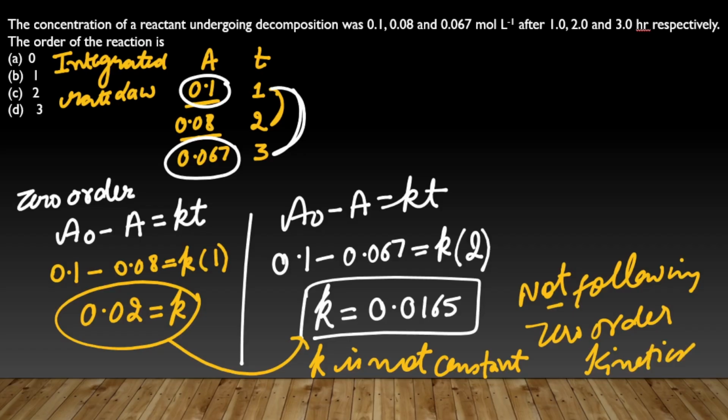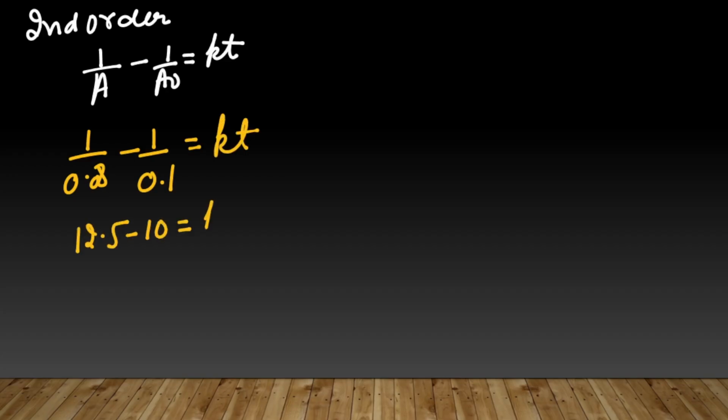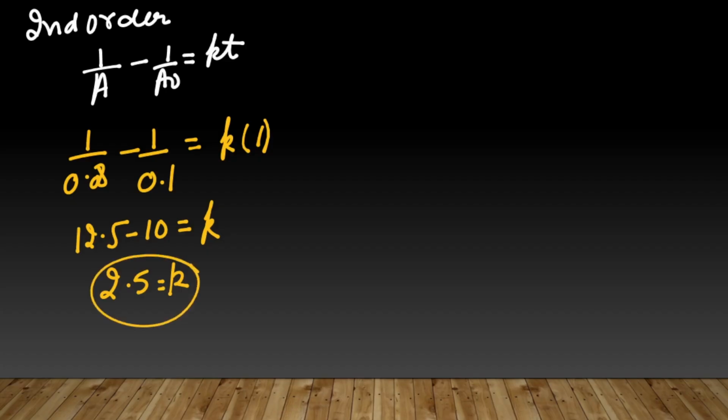So what you do is, after the zero order, instead of going to the first order, check firstly for the second order reactions. For the second order, the integrated expression we have is 1 by A minus 1 by A naught equals Kt. So now 1 upon the A value, which is 0.08, minus 1 by A naught, which is 0.1, is equal to Kt. So this comes out to be 12.5 minus 10. This is K, the time span is 1 hour, K into 1, right? So the rate constant we are getting is 2.5. This is the first one.